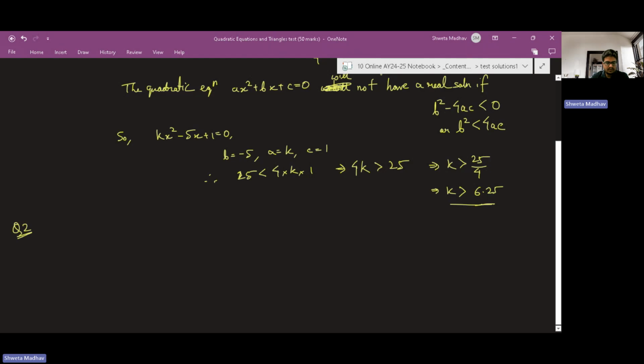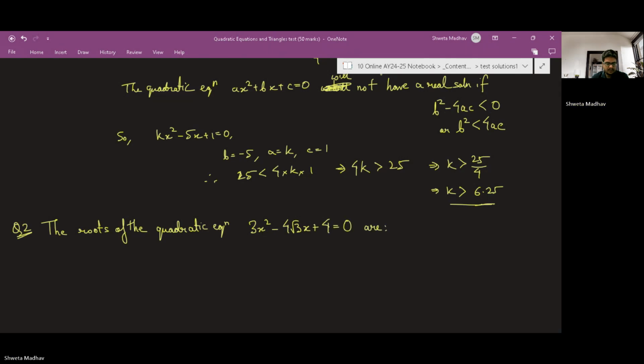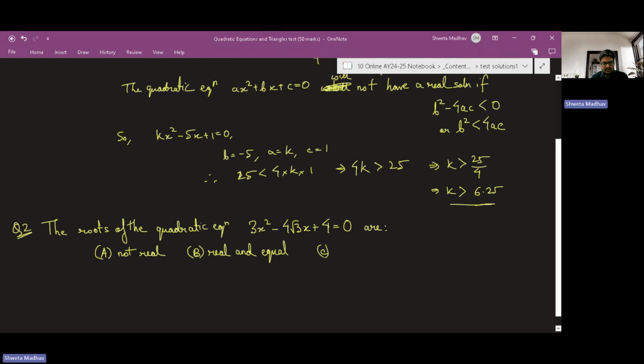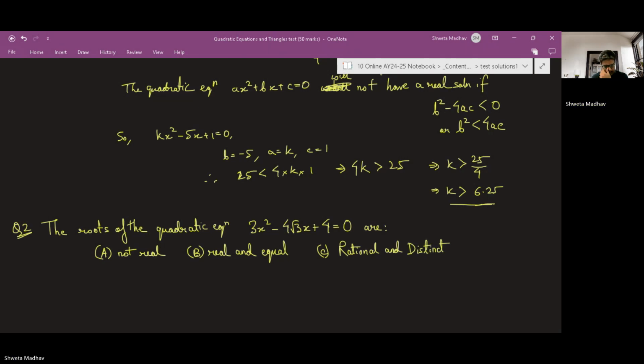Then question number 2 has been told that the roots of the quadratic equation 3x square minus 4 root 3x plus 4 equal to 0 are: A, that is not real, and B, that is real and equal, and C is rational and distinct. Option D is irrational and distinct.